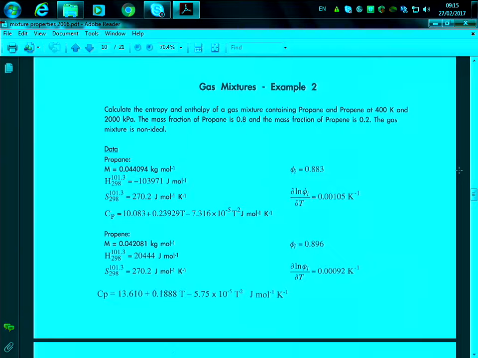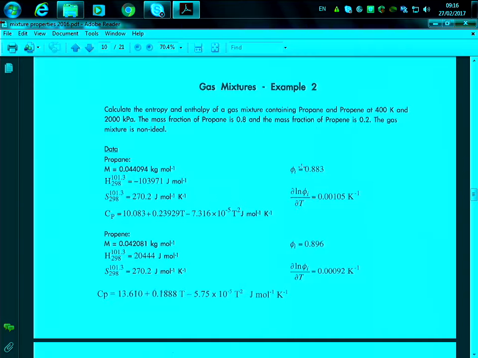And basically, what we have found from historic data is the molecular weight of propane, obviously, and the enthalpy and entropy of propane at ideal conditions or atmospheric conditions. And we have the equation that relates Cp to the temperature. Okay, here we're given actually the factors that account for the non-ideality of the system. So phi in this case is 0.883.